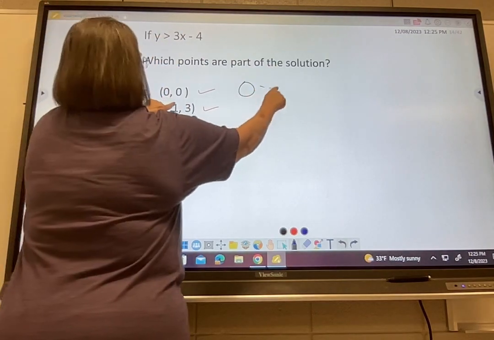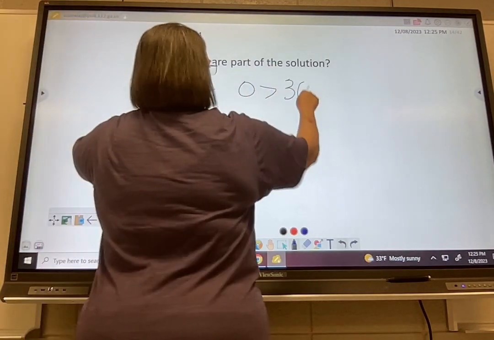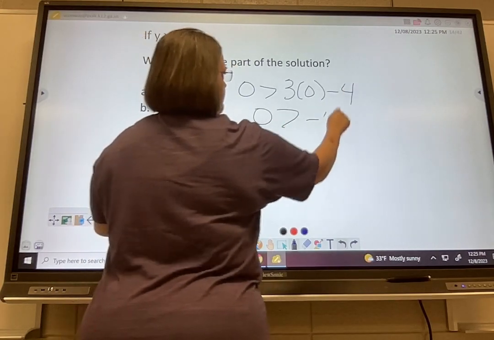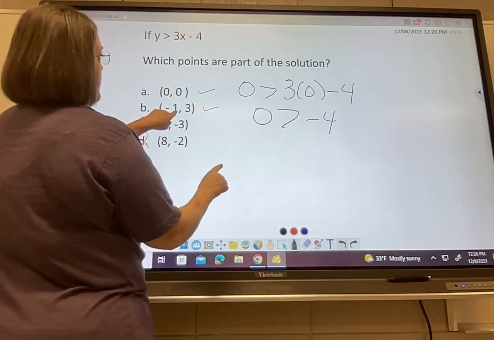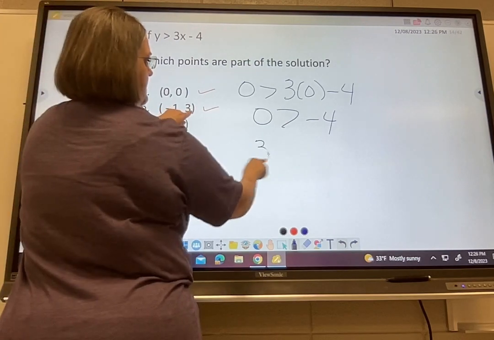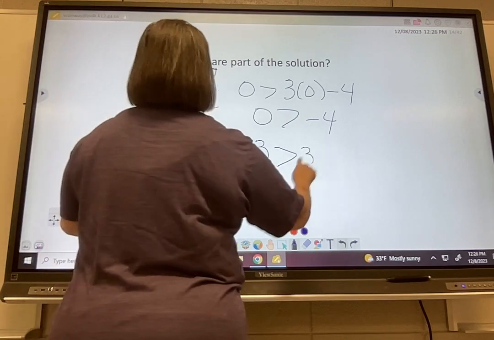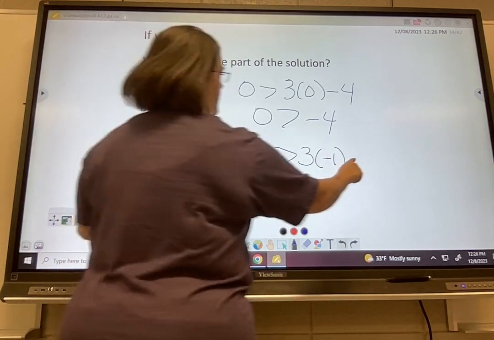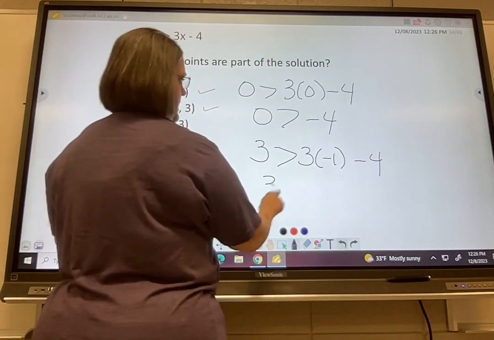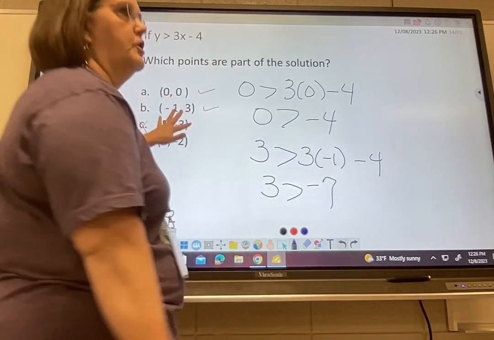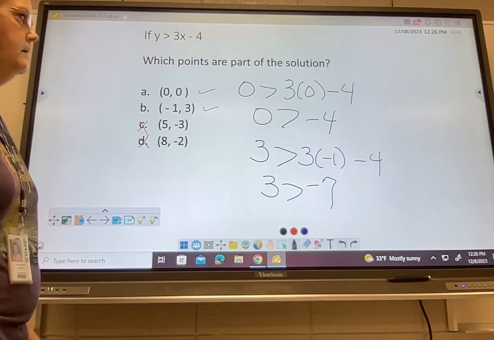Y is 0, is 0 greater than 3 times 0 minus 4? 0 is greater than -4. That's a true statement. You can plug this one in. Just be sure you plug in for the correct variable. 3 is greater than 3 times -1 minus 4. 3 is greater than, this is -7. That's a true statement. And I'm not going to show you the other two, but you get the idea. It would take too long.